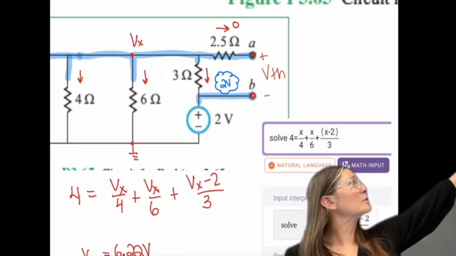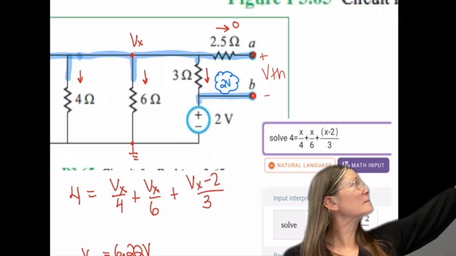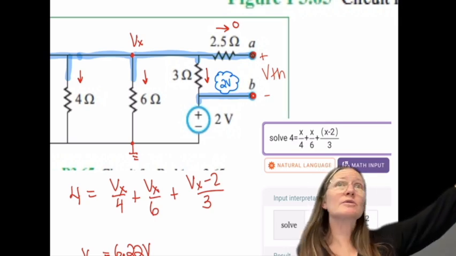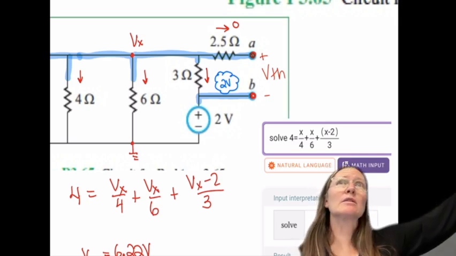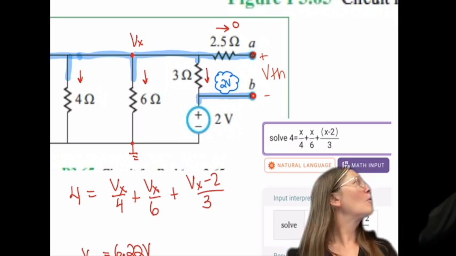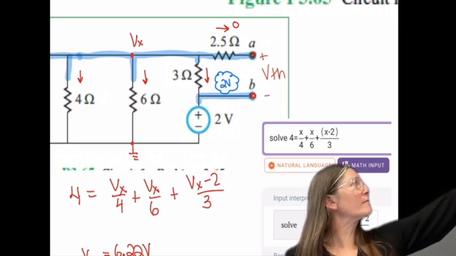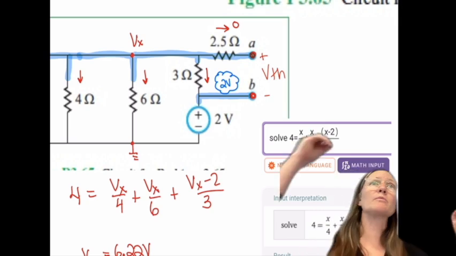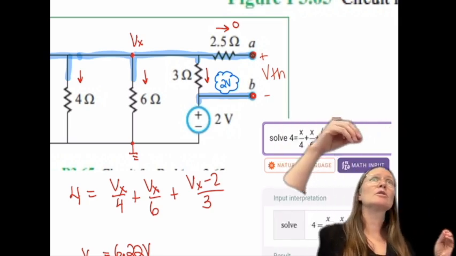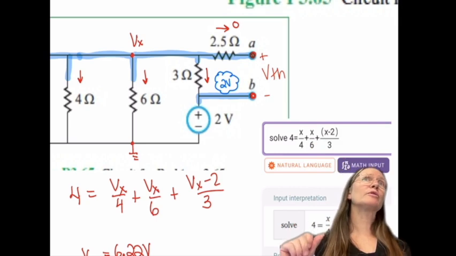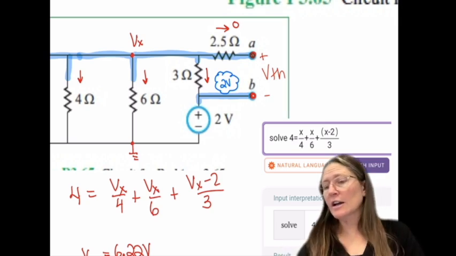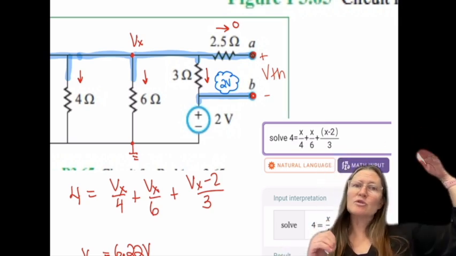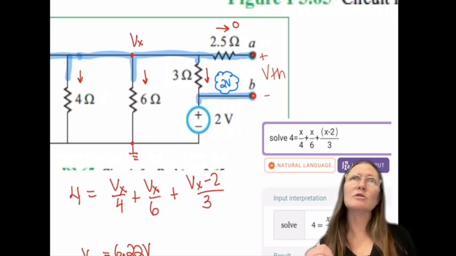So you can either do Vx minus the current going through the 3 ohm times 3 ohm, and that current would be Vx minus 2 over 3. Or you could say, I know that the voltage right there at that node is going to be 2 volts because of where the battery is in comparison to ground. So you see that the node at B is 2 volts? Okay.